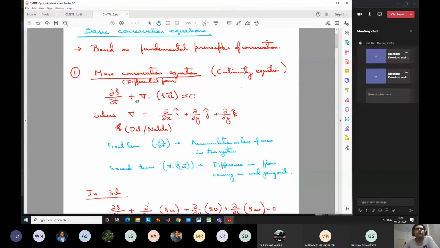So let us see what is the mass conservation equation. We will study the differential form, on which all the CFD algorithms are based. There are two forms of equations, right? Integral form and differential form. Either you can write the equation for a large domain, like you have an entire volume.